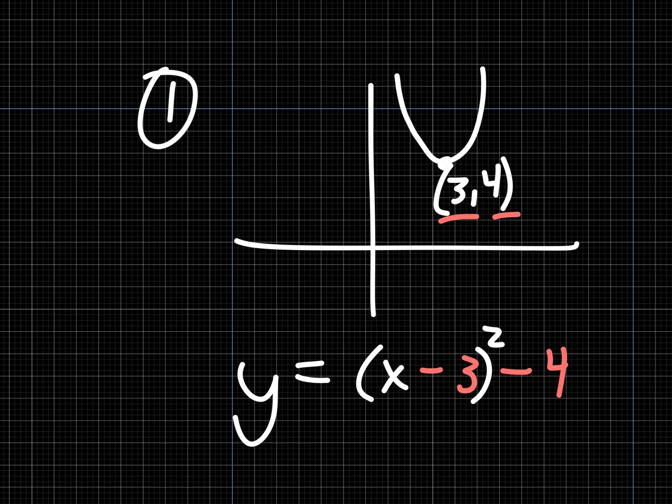X minus 3 quantity squared minus 4. Shouldn't it be plus? What's wrong with that? Shouldn't it be plus 4? Very good. There's your final answer. Now, those were probably the distractor choices for the common mistake answers.